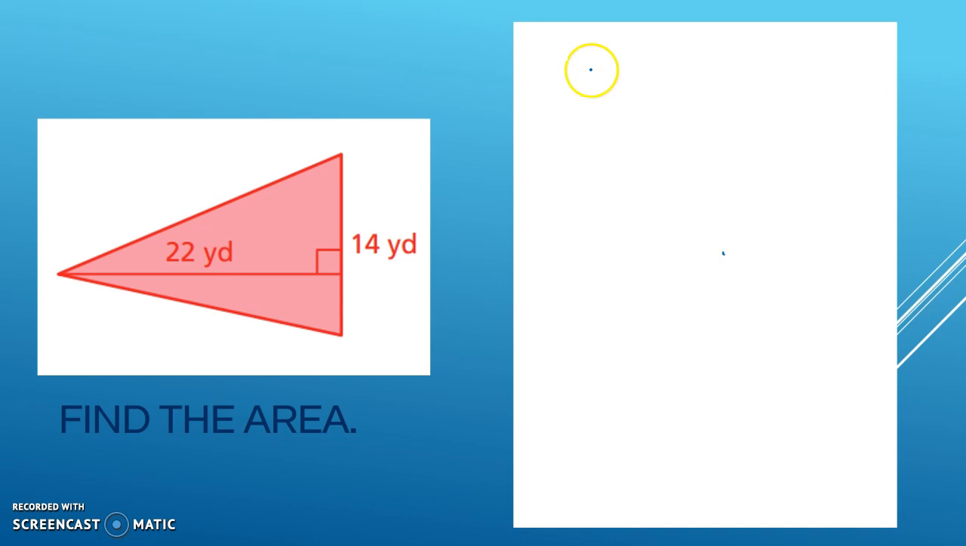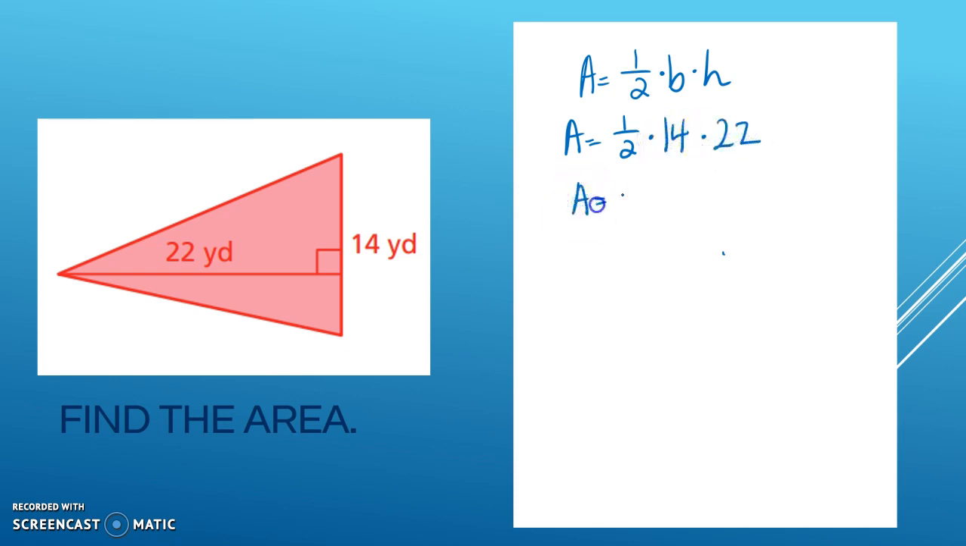Our second one here, I'm going to use the other formula. So area equals 1/2 times the base times the height. So I've got my 1/2. My base here is 14. My height is 22. So when I have this 1/2, I take 1/2 of the even number.